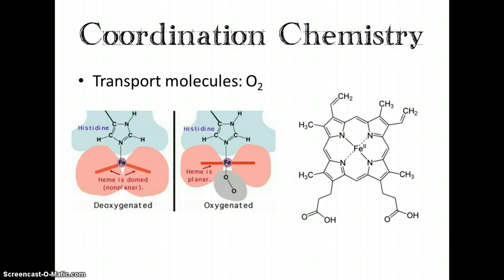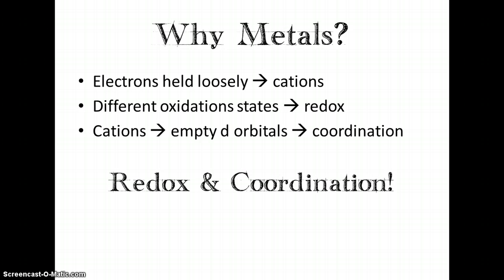So why metals? Hopefully that question has been answered. The properties of metals, namely that their electrons are held loosely, they can exist in different oxidation states and therefore readily perform redox and coordination chemistry. The chemistry of metals makes them indispensable to organisms.